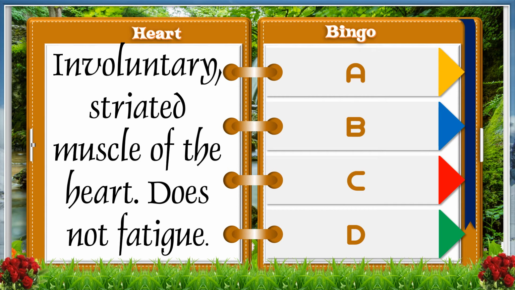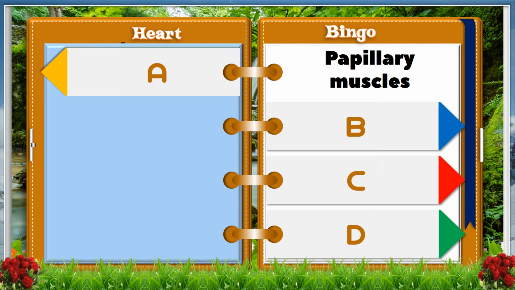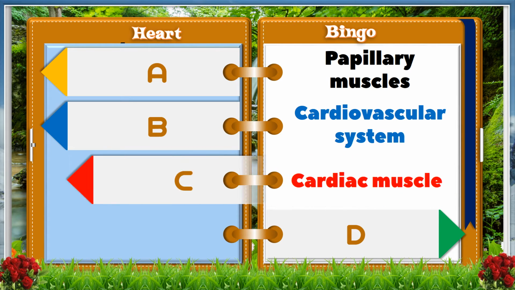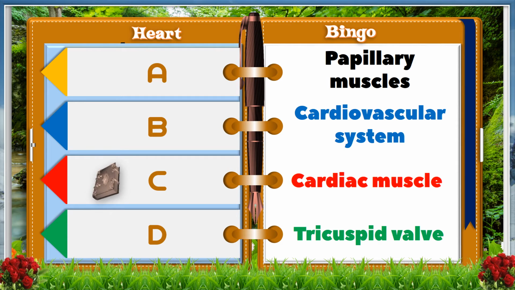Involuntary striated muscle of the heart that does not fatigue. A. Papillary muscles. B. Cardiovascular system. C. Cardiac muscle. D. Tricuspid valve. And the answer is C. Cardiac muscle.